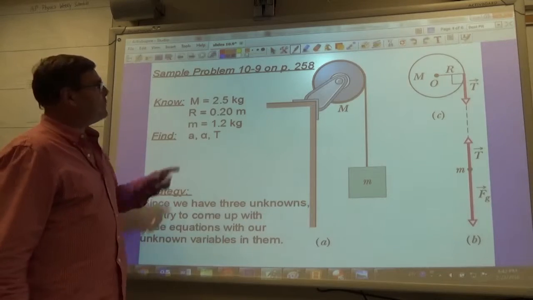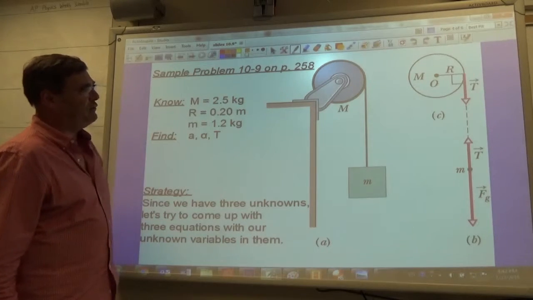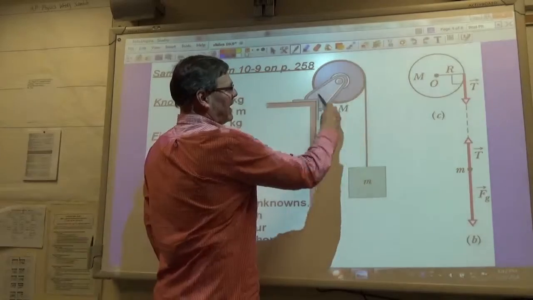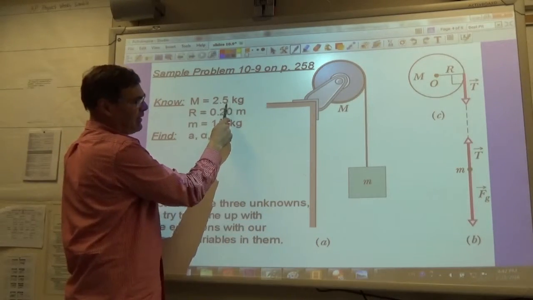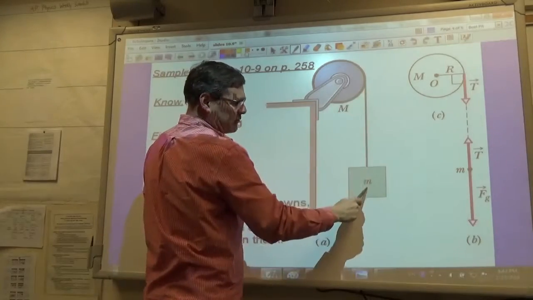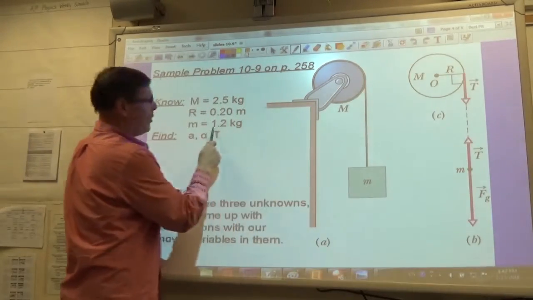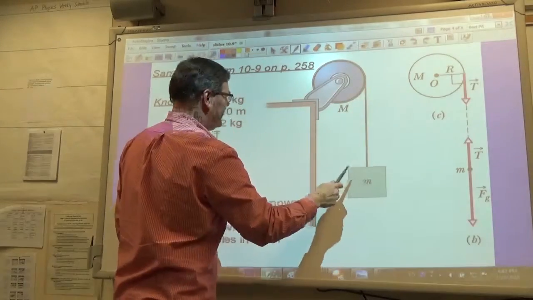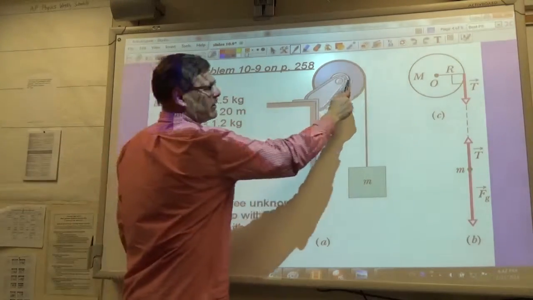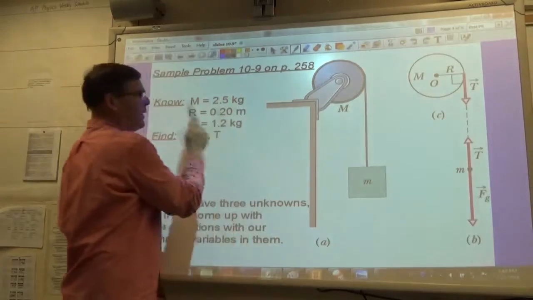Let's take a look at sample problem 10-9 on page 258. In this problem, we've got a disk, mass of capital M, which is given, 2.5 kilograms, and a mass of small m, 1.2 kilograms. The string is wrapped around the disk and it's hanging, and the radius of the disk, R, is 20 centimeters.